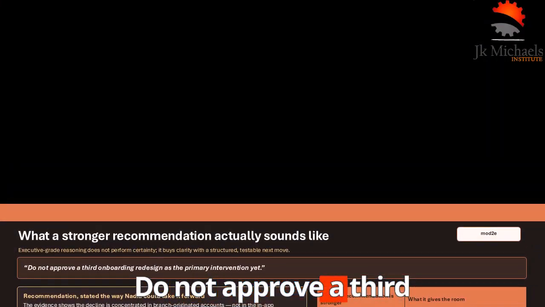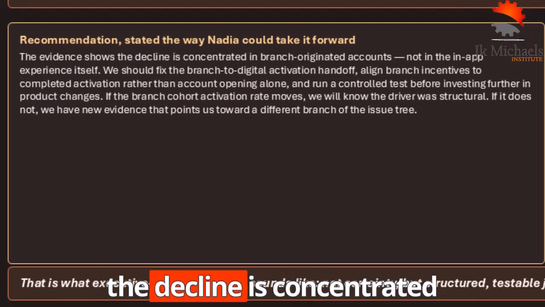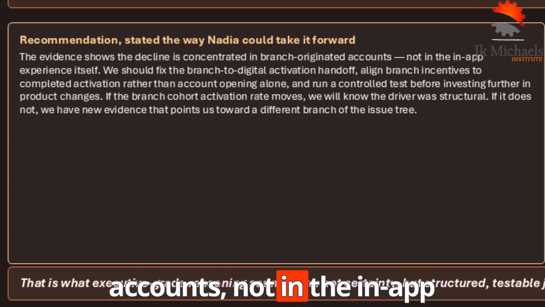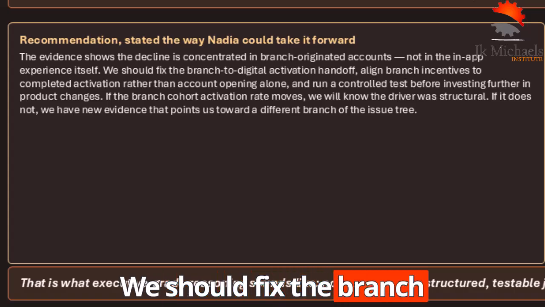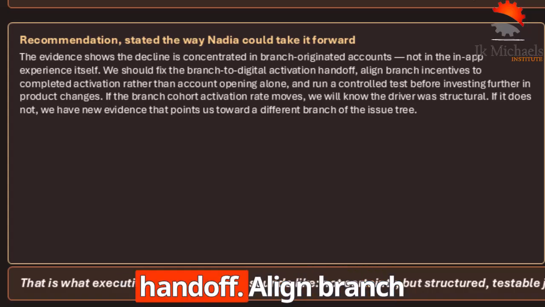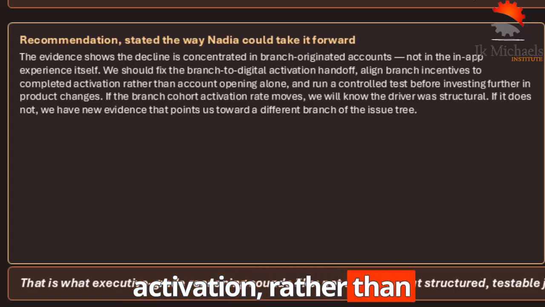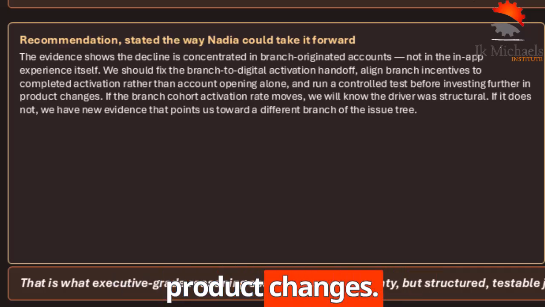Do not approve a third onboarding redesign as the primary intervention yet. The evidence shows the decline is concentrated in branch-originated accounts, not in the in-app experience itself. We should fix the branch-to-digital activation handoff, align branch incentives to completed activation rather than account opening alone, and run a controlled test before investing further in product changes.